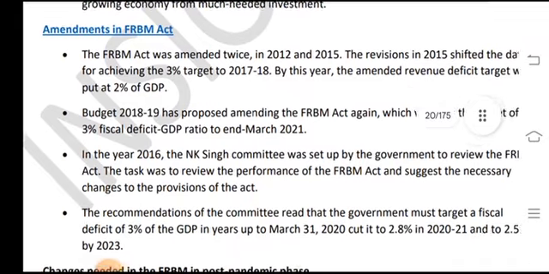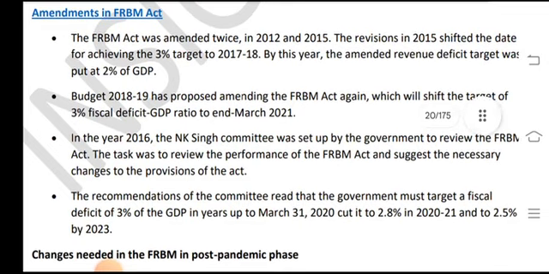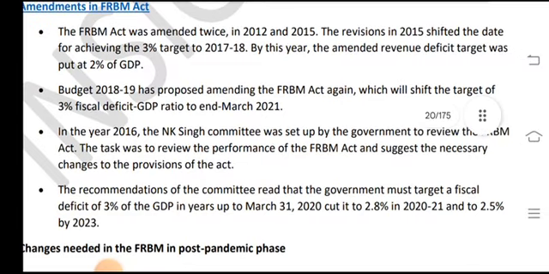Amendment in the FRBM. The FRBM Act was amended twice, in 2012 and 2015. The revision in 2015 shifted the date for achieving the 3% target to 2017-18. By this year, the revenue deficit target was put at 2% of GDP, and Budget 2018-19 has proposed amending the FRBM Act again, which will shift the target of 3% fiscal deficit to GDP ratio to end March 2021.